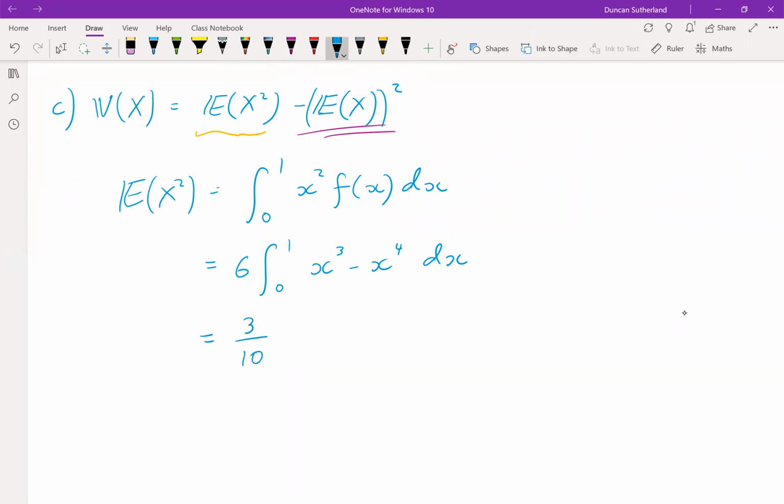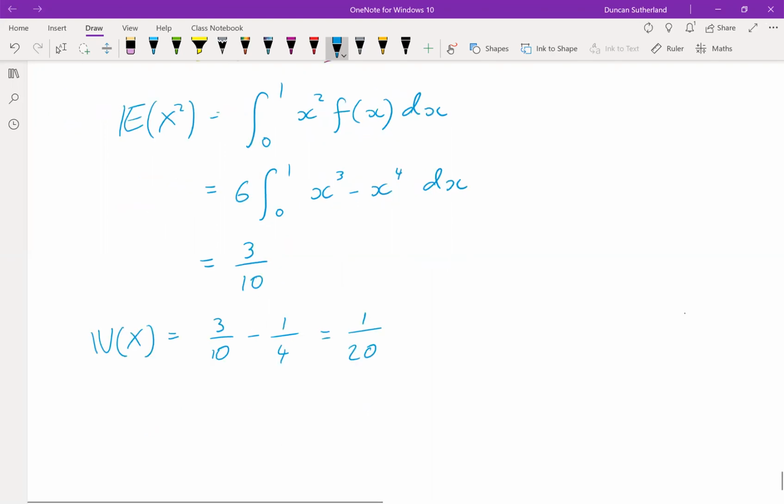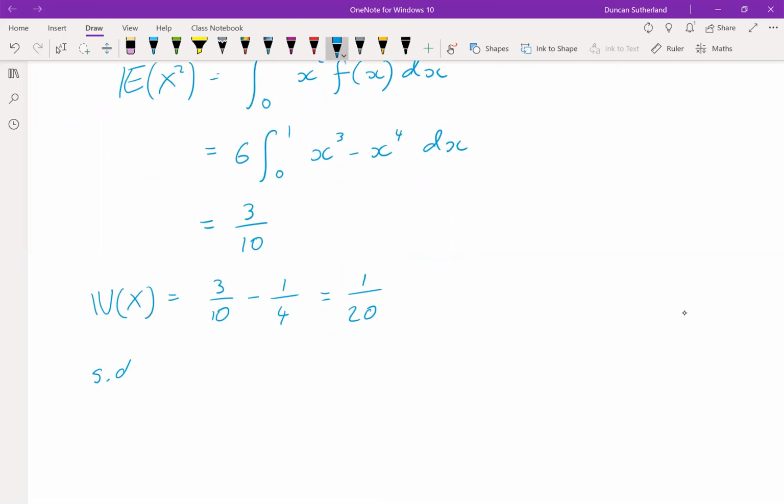You're going to get 3/10. So when you plug into this formula up here, you get the variance of X equals 3/10 minus 1/4, which you'll find, the common denominator here is 20. So you get 6 minus 5 over 20. So you get 1/20th. So the standard deviation is 1 over square root 20.